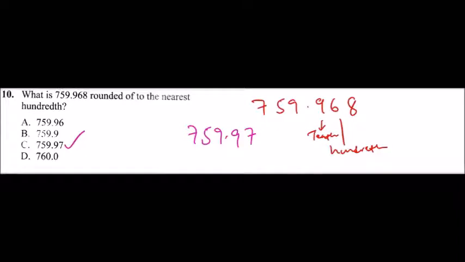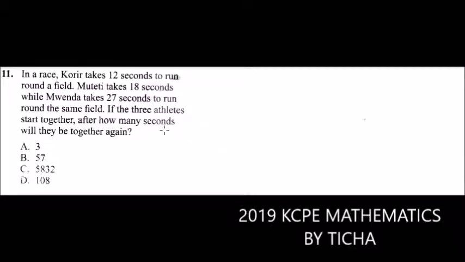you have been taught. Question number 11, we are told in a race, Korir takes 12 seconds to run out the field. Muteti takes 18 seconds, while Mwenda takes 27 seconds to run out the same field. If the three athletes start together, after how many seconds will they be together? So here you are required to get the LCM, least common multiple. So you can use this method.